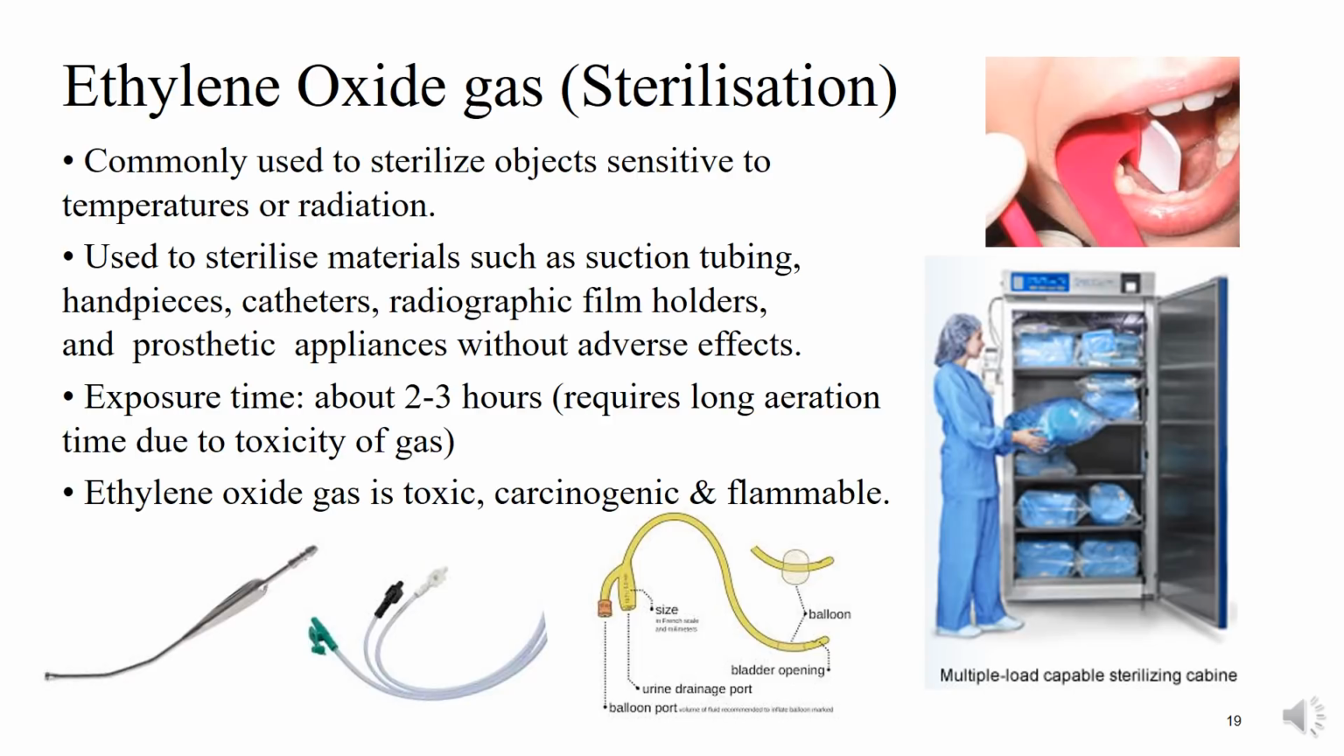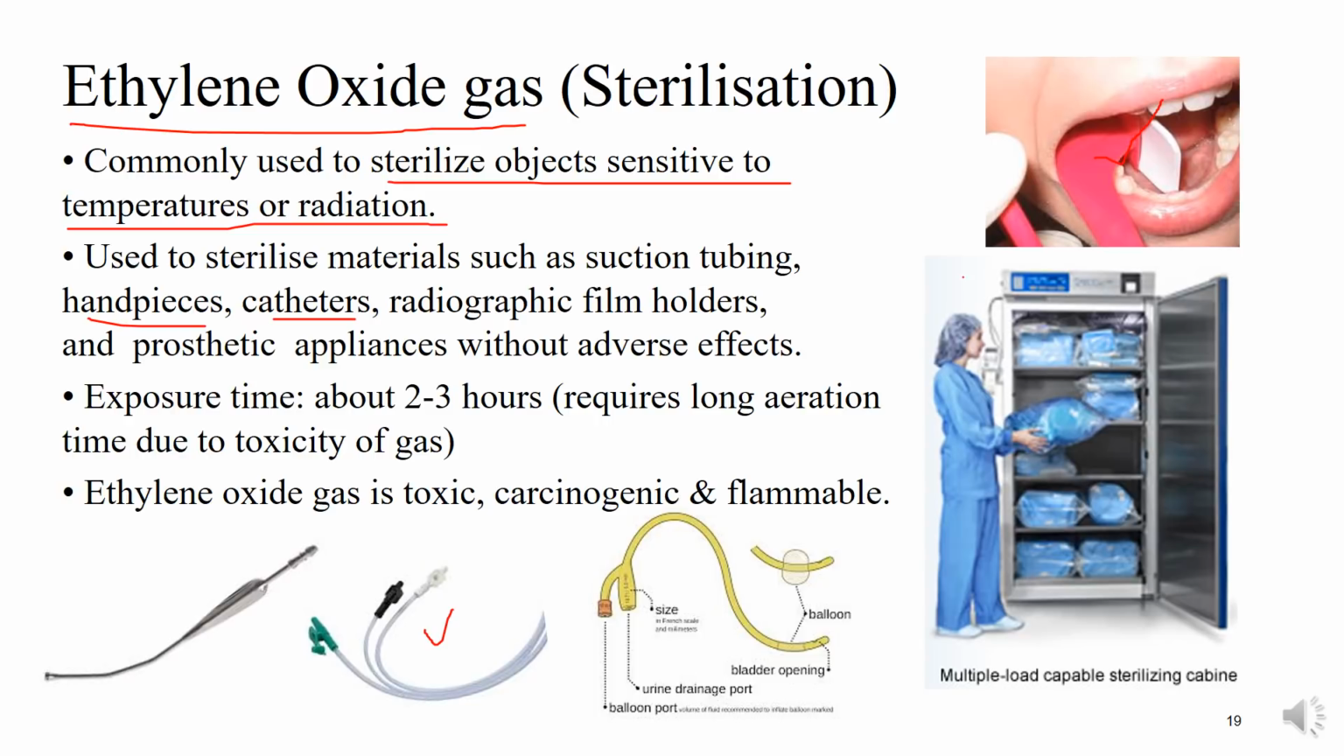Another example of a sterilization method would be ethylene oxide gas. Ethylene oxide is normally used to sterilize objects that are sensitive to temperatures or radiation. So things like your suction tubing, hand pieces, catheters, like these are catheters here, and radiographic film holders like this, used when we want to take an X-ray of your teeth. All these cannot be autoclaved because they are made of heat-sensitive material like plastic. So how do you sterilize these instruments or materials? We use ethylene oxide gas.